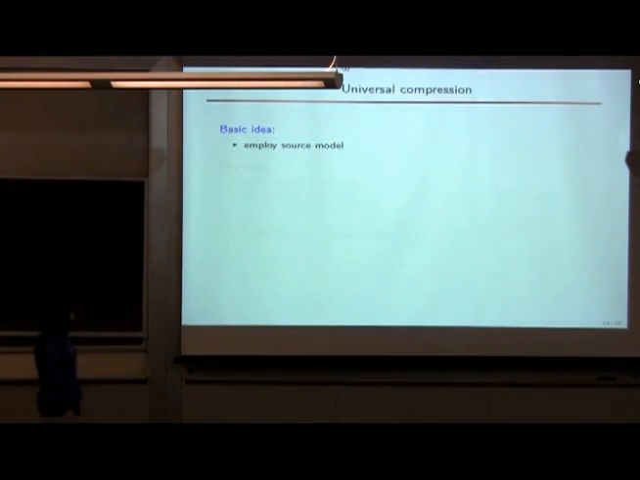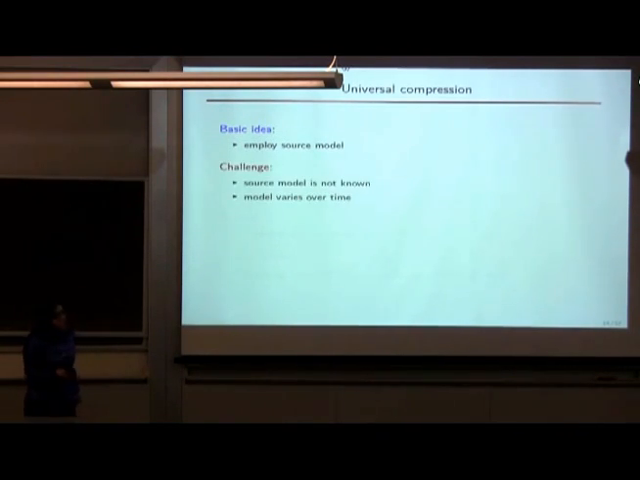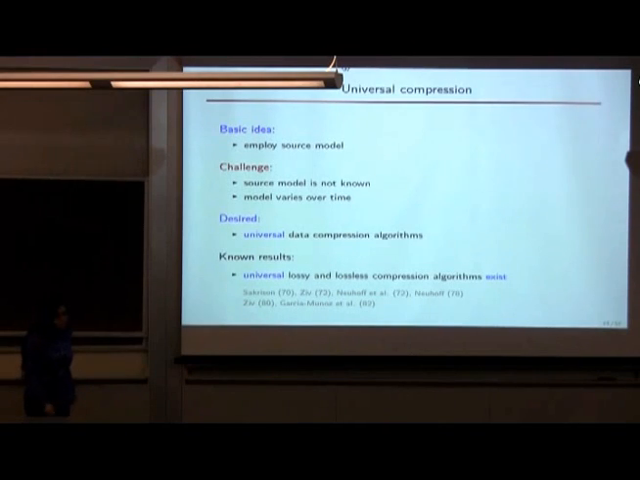So the basic idea in compression was, again, to use our knowledge about the structure of the data. We know the structure of the data, and based on that, we designed good compression codes. But again, the challenge I mentioned: the source model is not known and it varies over time. So it's desired to have universal data compression schemes. And the existence of such schemes is already known, both for lossy and lossless compression. It has been known for a while that such schemes exist.